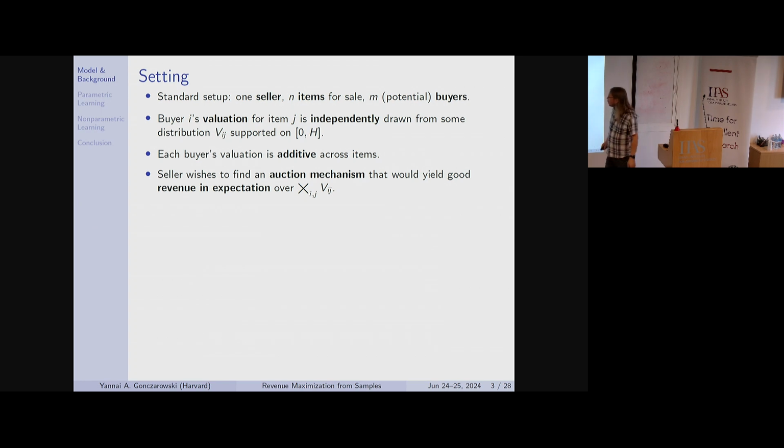So we're going to work in a very, very standard setup. We're going to have one seller, n items. So forget about Sergio's notation from yesterday. It's good notation. I'm going to try to match the literature of more than one author here.